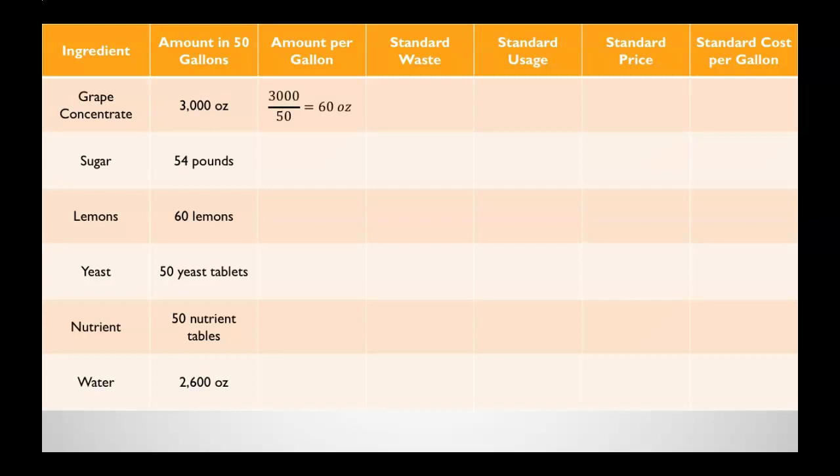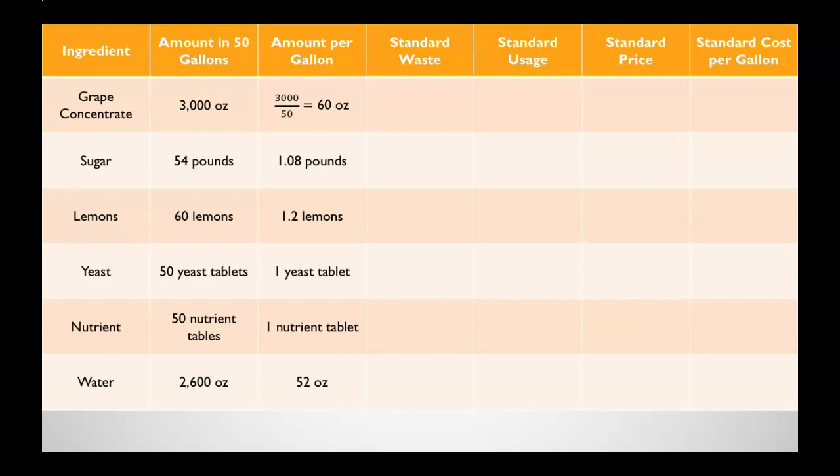So for grape concentrate, we need 3,000 ounces in 50 gallons. So if we do 3,000 divided by 50, we find out that we need 60 ounces per gallon. So we're going to do that same kind of math for the rest of the ingredients. For sugar, 54 divided by 50. For lemons, 60 divided by 50. And we end up with these amounts. All right, so we need 1.08 pounds of sugar per gallon. We need 1.2 lemons. We need 52 ounces of water.